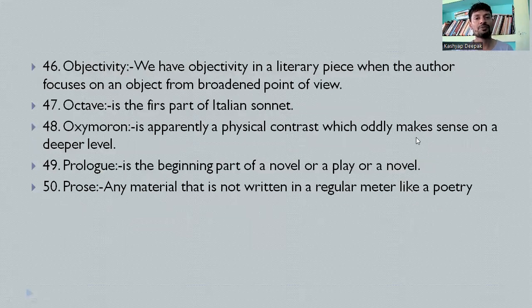Objectivity, we have objectivity in a literary piece when the author focuses on an object from a broader point of view. Octave is the first part of an Italian sonnet. Again, it is Unit 5. We can check it from there. Oxymoron is an apparent contradiction which only makes sense on a deeper level.